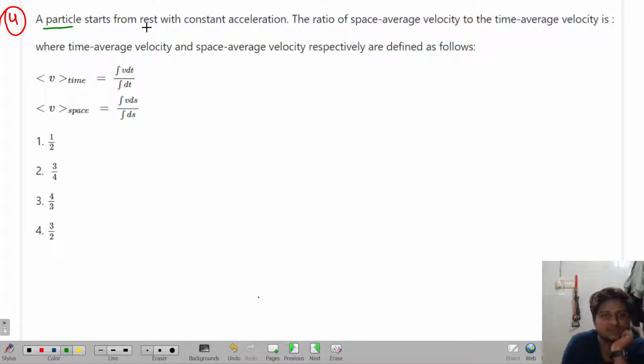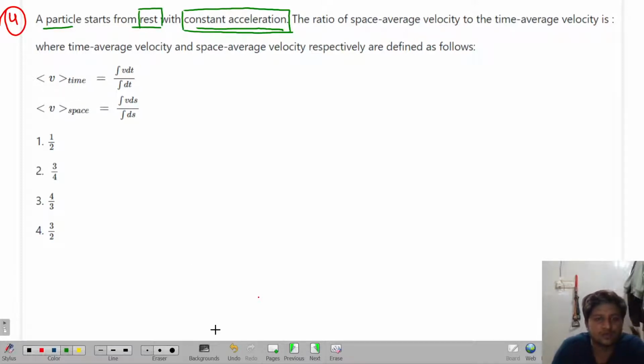A particle starts from rest with constant acceleration. Remember what is given: rest is given, and constant acceleration is mentioned. Two points are given in the question. Have you watched Kota Factory? I think none of you have watched. There, Jitu Bhaiya says that the solution is given in the problem itself. So two solutions are given: rest and constant acceleration.